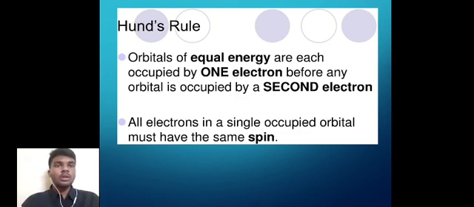Hund's rule. Orbitals of equal energy are each occupied by one electron before any orbital is occupied by a second electron. All electrons in singly occupied orbitals must have the same spin.